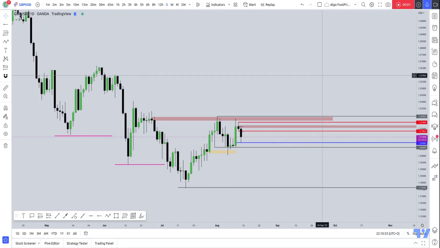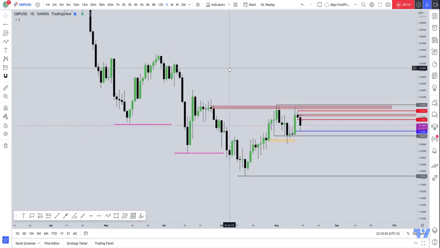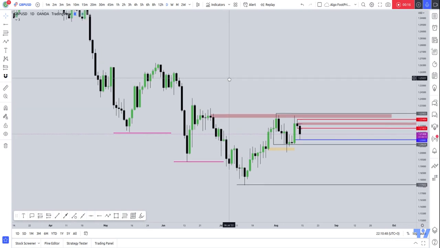Hello guys, so this is a quick review on the trade I had during the London session on GBPUSD. Obviously I started my analysis on the daily time frame or the weekly time frame. On the daily time frame you can see price breaking market structure to the downside.